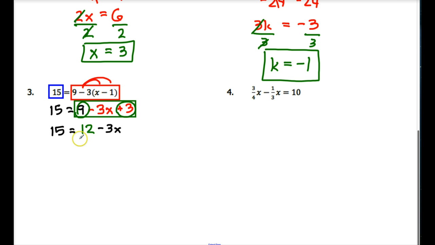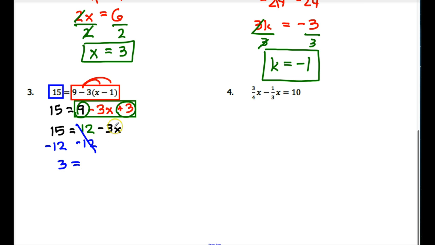So the first thing we want to get rid of is addition and subtraction. Even though you see subtraction here, keep in mind this is a positive 12, so to move that 12, I need to subtract 12 from both sides. So that's 12 minus 12 over here on the right, that's 0. Over here on the left, 15 minus 12 is 3, so we have 3 equals.